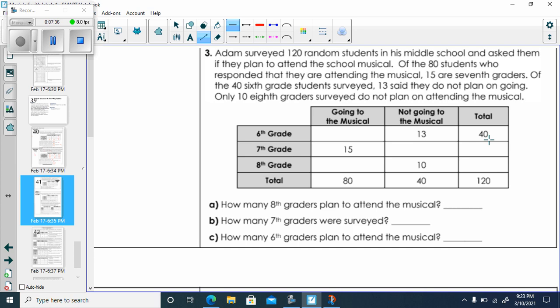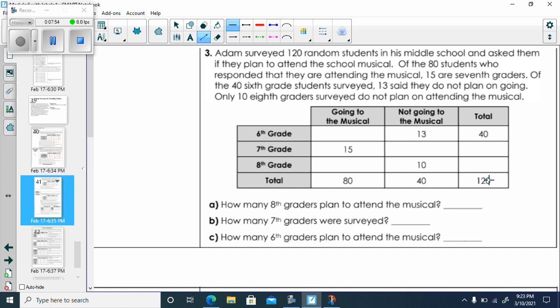13 said they did not plan on going. So 13 of these say they're not going. Only 10 8th graders surveyed do not plan on attending. So these are the 10 that aren't going to go from the 8th grade, right? Okay, let's finish filling this out.